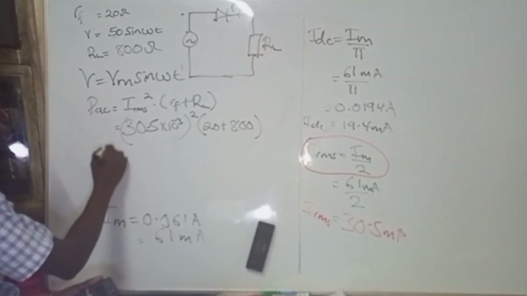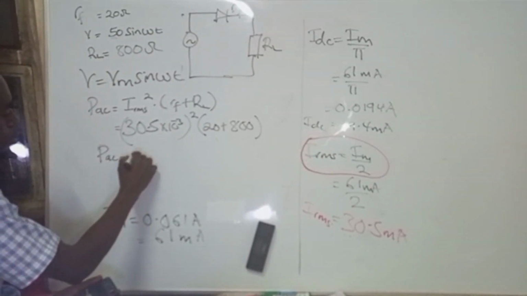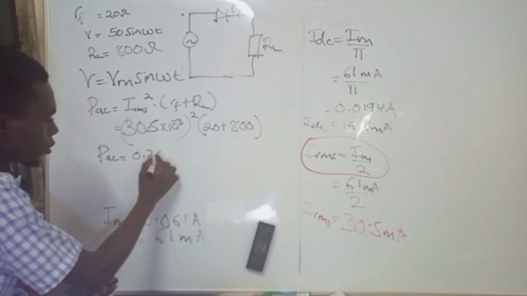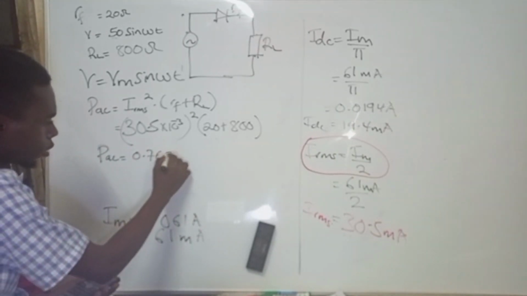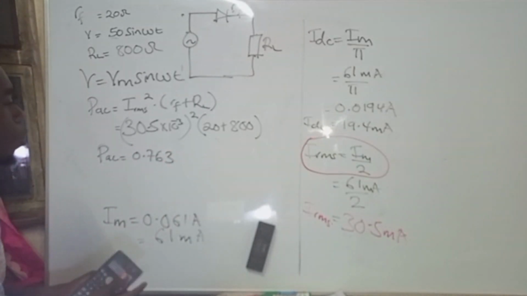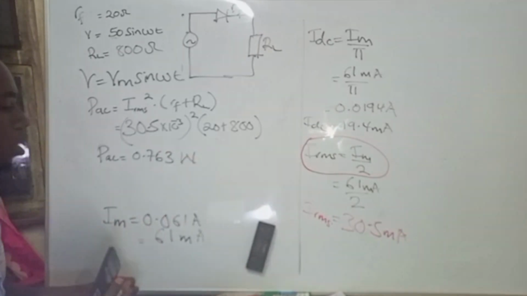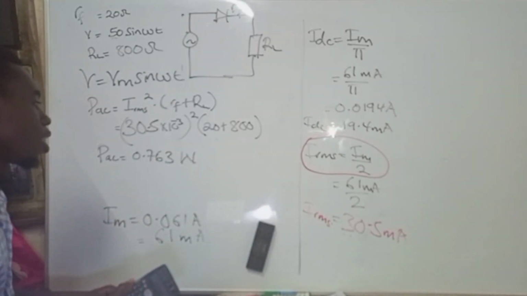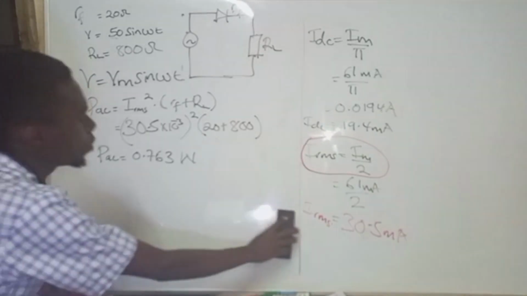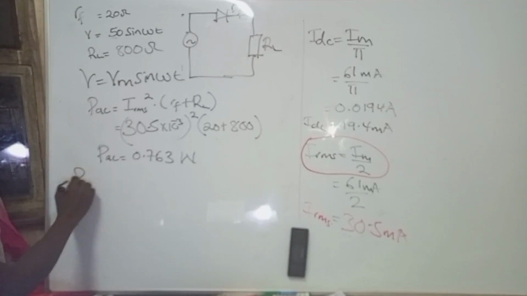So my PSC is equal to 0.76. Let me do it to 3 decimal places, that will be 0.763. Yes, 763 milliwatts. These are measured in watts, and that is our AC input power. Now similarly, to get also the DC input, our PDC.